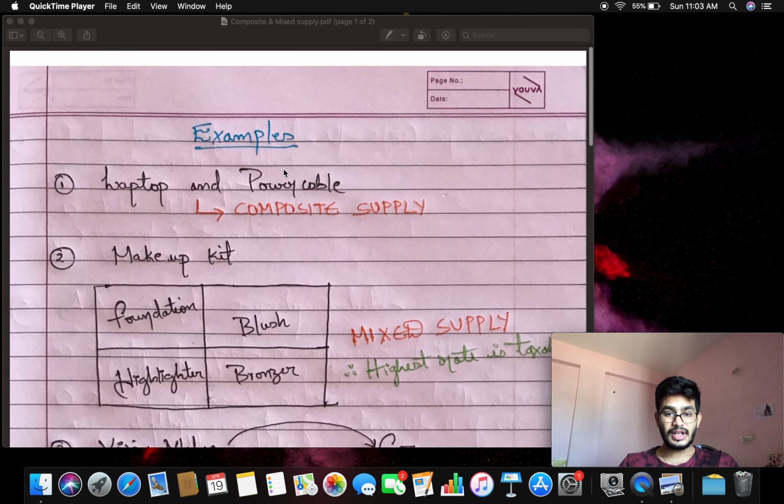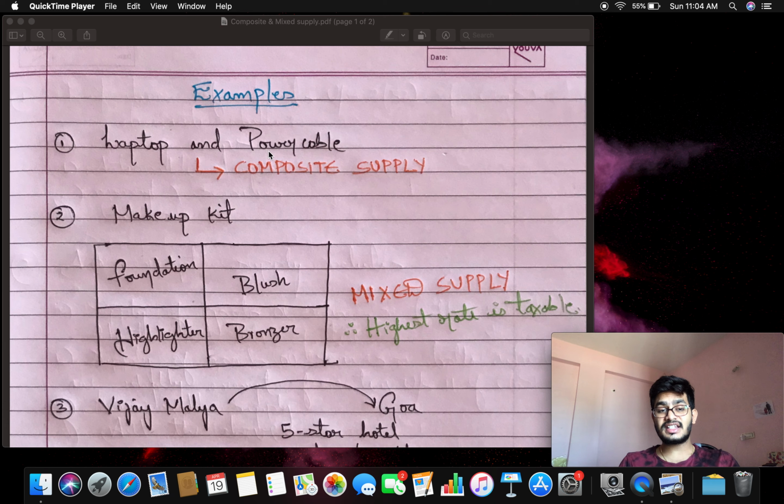Let us take a good number of examples. Okay, I have purchased a laptop. Along with that, the power cable also will come. Whether it is a composite supply or mixed supply, it is a composite supply. Why? Those both are naturally bundled, and the laptop is the principal supply, and the power cable is an auxiliary one. On what is GST taxable? On the laptop, the GST is taxable.